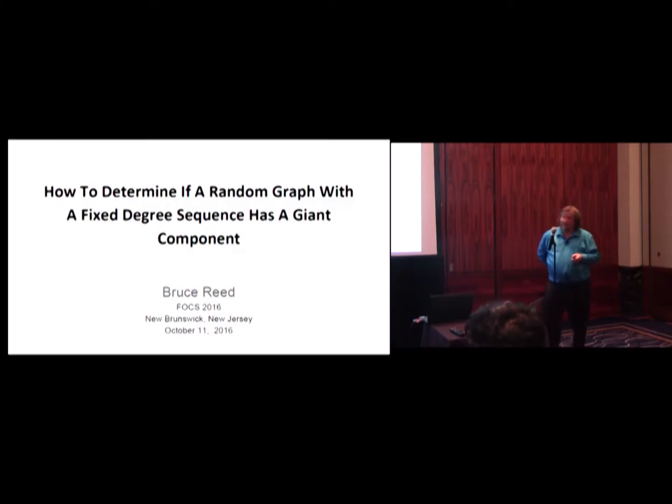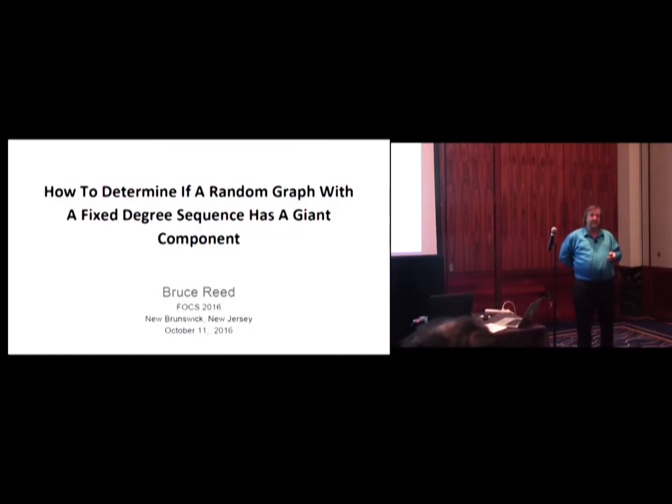So a giant component, I think you probably all know, is just a component which has a linear proportion of the vertices, okay? Constant fraction of the vertices. So our question is going to be about whether or not there's a large component in the graph.